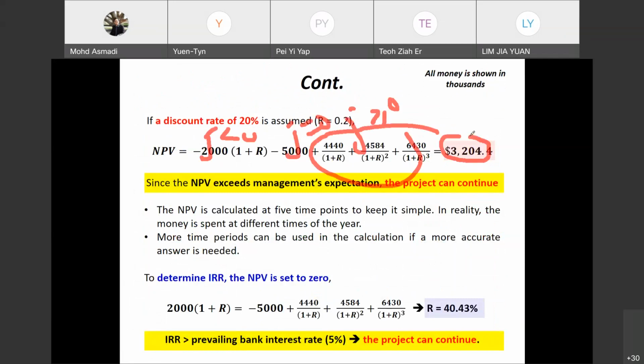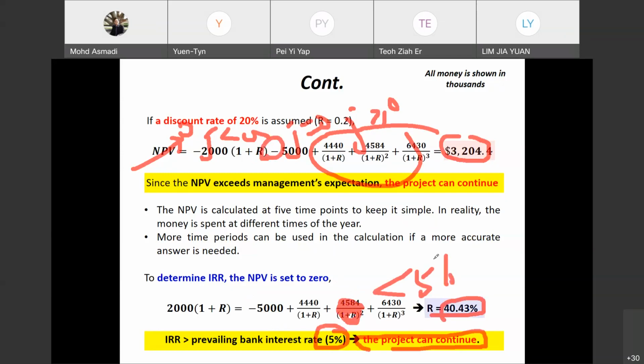Okay. So in terms of IRR, okay, NPV is equal to 0. Okay. So just rearrange these equations, and using the interpolations or Solver in Excel, you can get this value of R. Okay, so R, this one is 20%, but this one we have to find the value of R. Okay, so if you look at here, that 40.43%, and when we compare with the bank interest of 5%, so meaning that we can continue. If lower, we cannot. Okay, 5%, we cannot continue this project.